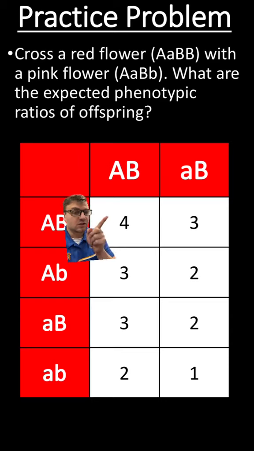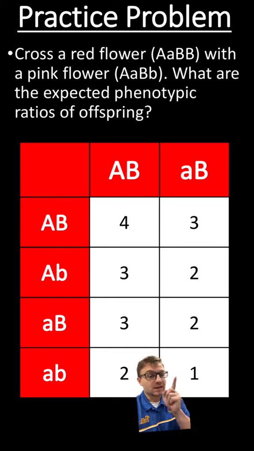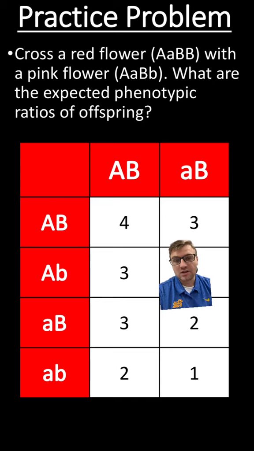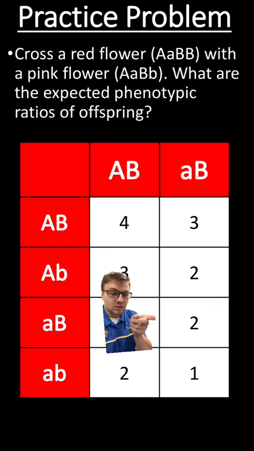This square is going to be dark red since there are 4 dominant alleles. This square is going to be light pink since there's 1 dominant allele. These 3 squares are going to be red because there are 3 dominant alleles, while these 3 squares are going to be pink since there are 2 dominant alleles.